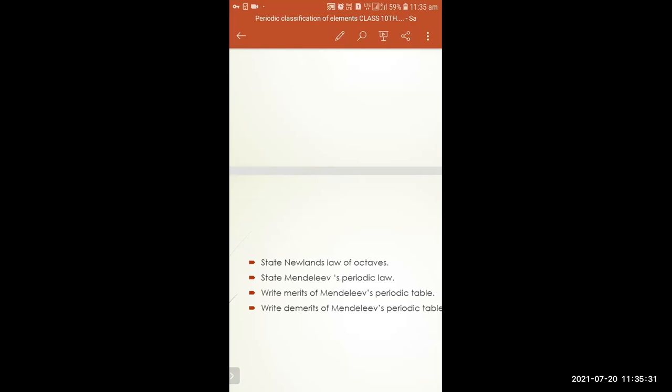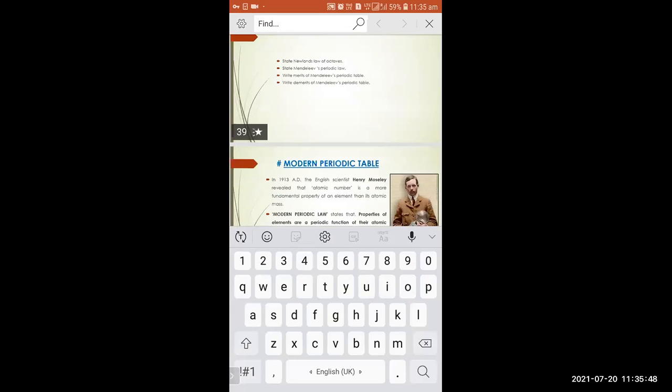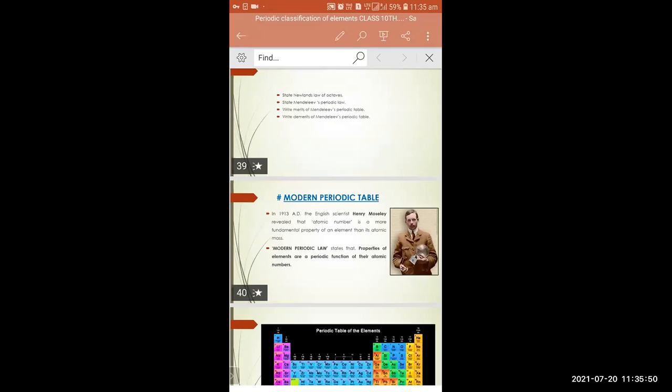Now, tell me any one demerit of Mendeleev's periodic table. Ma'am, may I say? Yes, say. He could not place the element hydrogen properly in the periodic table.